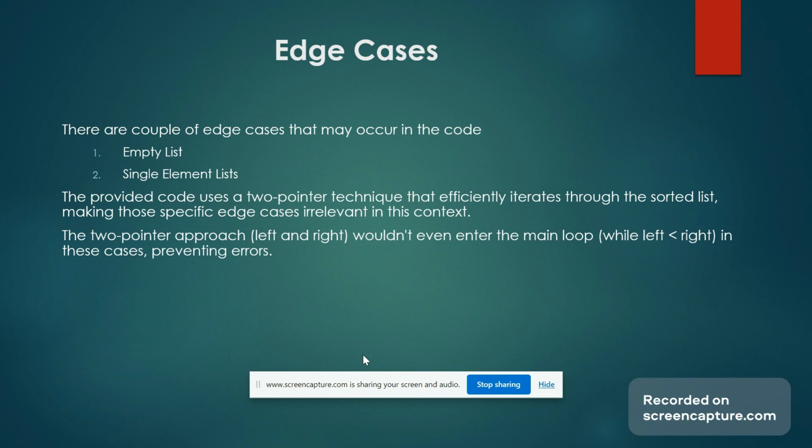Both empty list and single element lists become irrelevant as we are using a two-pointer technique. With this left and right approach, in those cases the code doesn't even enter the main while loop, so it actually prevents errors. So we can assure that no empty list or single element list issue will occur in this particular code.